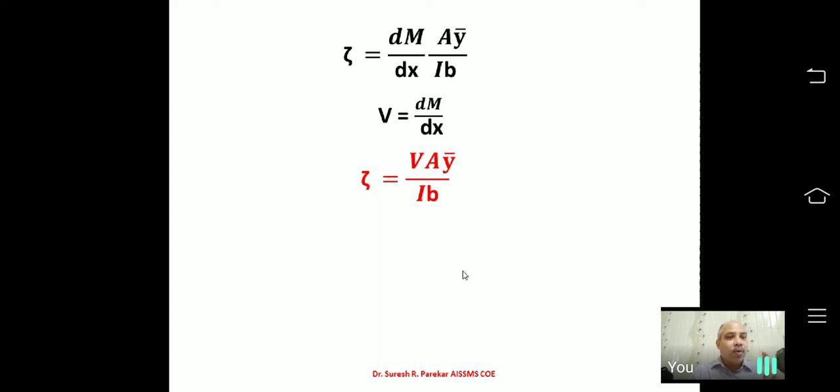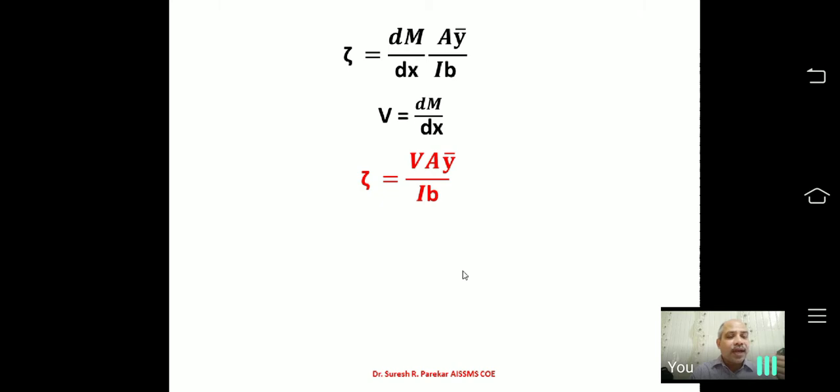Whereas if you go to tau, tau is V A y bar upon Ib. A y bar is the moment of area above the section, or above the fiber where we have to find the shear stress. Therefore, if I take the top fiber, we do not have any area above the top fiber, so my value of A at the top fiber is 0, and therefore A y bar is 0 at the top fiber.